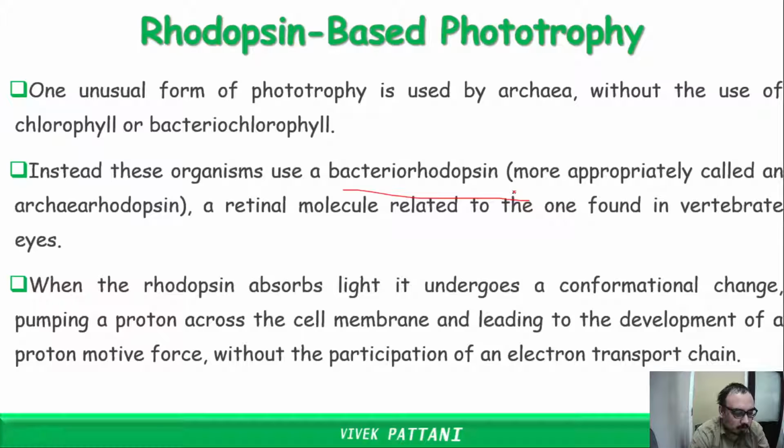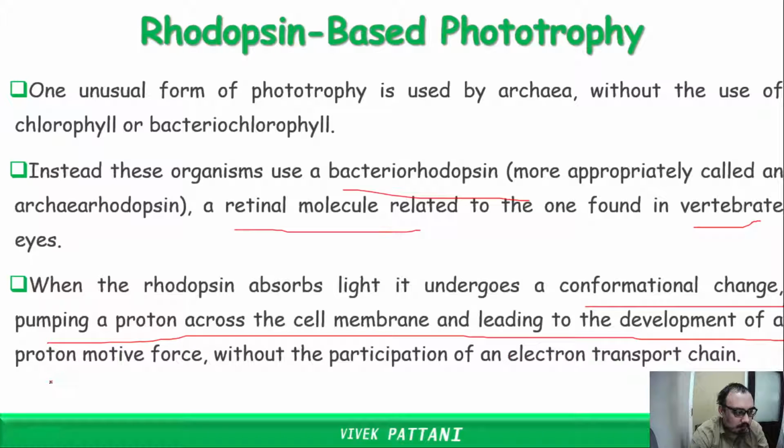Which is found in the visual cells of vertebrates or animals, and it basically has a retinal molecule. This rhodopsin absorbs light, undergoes conformational changes, pumping a proton across the cell membrane and leading to the development of a proton motive force without the participation of an electron transport chain.